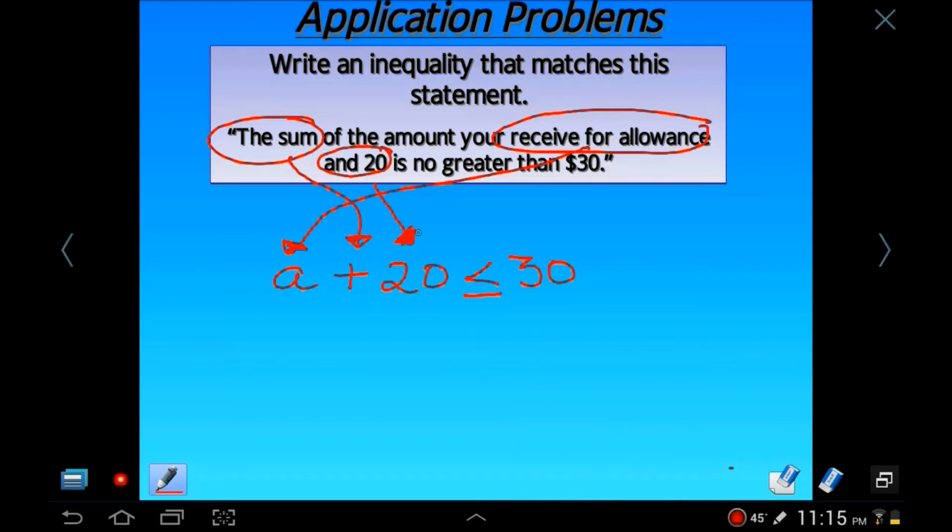Sorry for all the arrows there. I hope I didn't make that too confusing. No greater than means less than or equal to. And then that's our total.